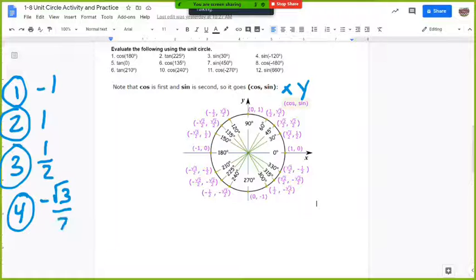Alright, if you haven't done so already at this point, I would say pause the video and try the next 8. And when you unpause it, I'll walk you through how to find them.